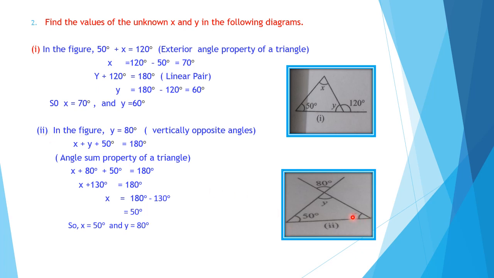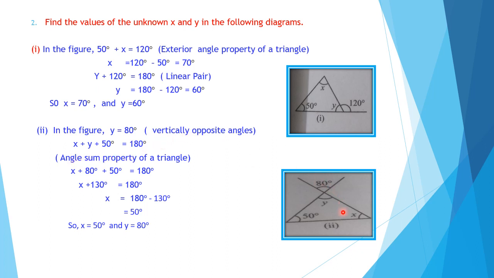Now figure number 2. Here in figure number 2, see here this angle is 50 degree. The measurement of this angle is x and here it is y. So we have to find x and y. Children, look at this figure and you can understand this y and 80 degree, these are vertically opposite angles. Okay, so the measurement of y is equal to 80 degree. So we are writing that first. In the figure y is equal to 80 degrees. Why? They are vertically opposite angles.